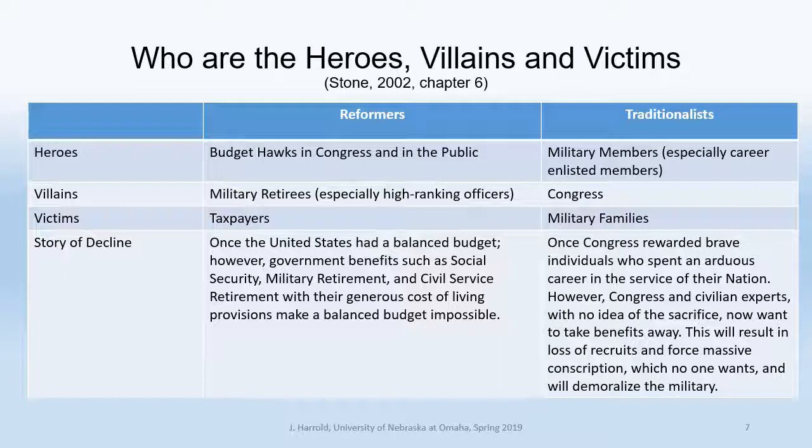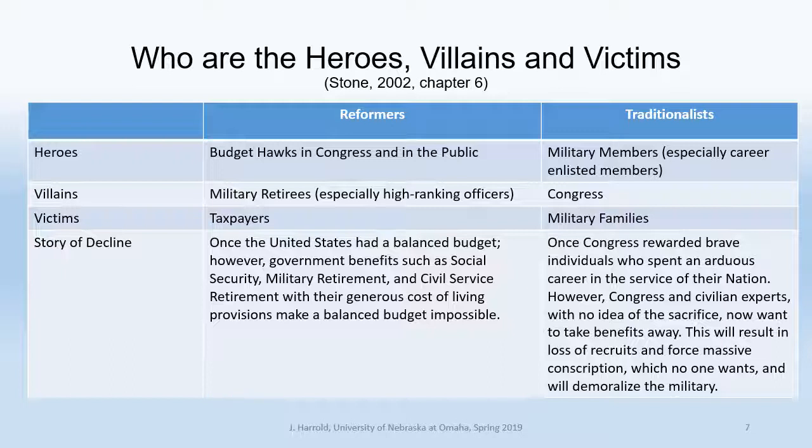Well, who are the victims? Well, to the reformers, the victims are taxpayers. This is some policy I studied, but taxpayers have often been depicted as the victims of government programs run amok. And you can think of specific examples of that, I'm sure. To the traditionalists, the victims were military families who really had done nothing but serve alongside their military members and done nothing but do what their country asked them to do.